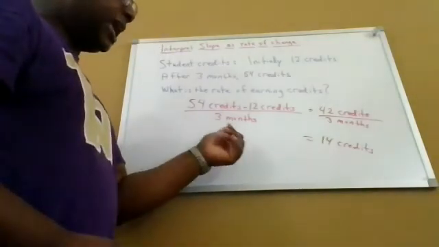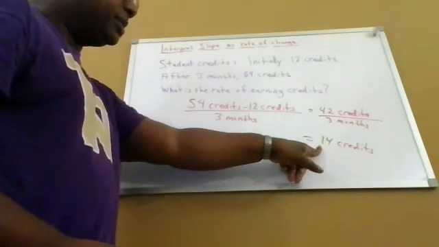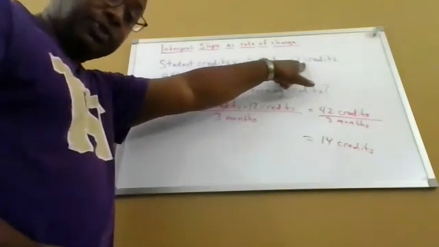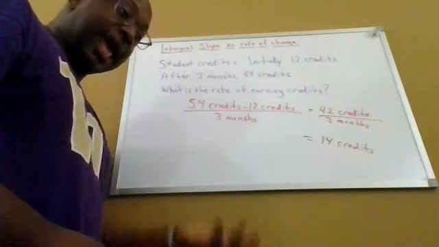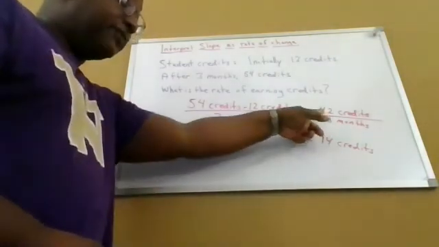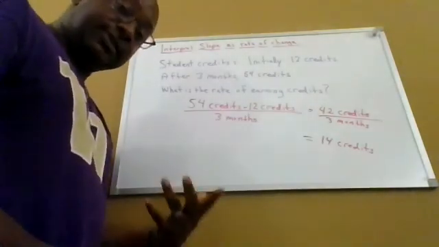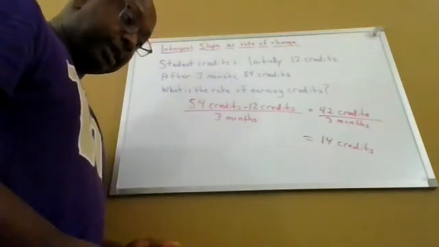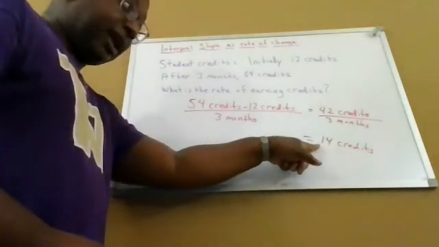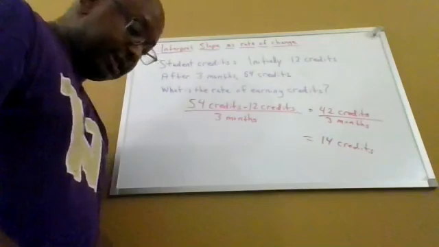And again, this answer is positive because she started out with 12 credits. She ended up with 54. So that number actually increased by 42. So since the change was positive, that means in the end, our answer has to be positive.